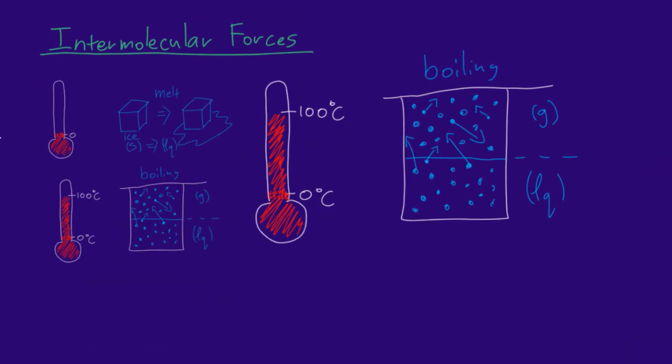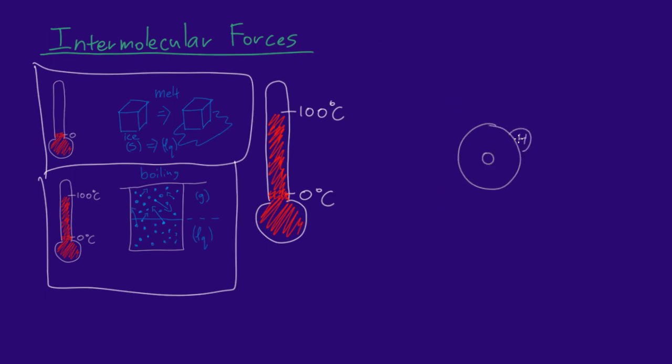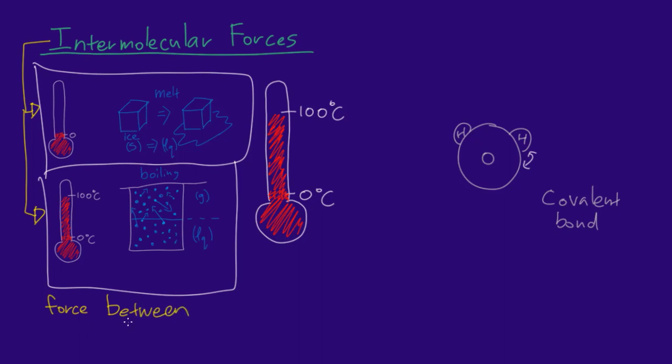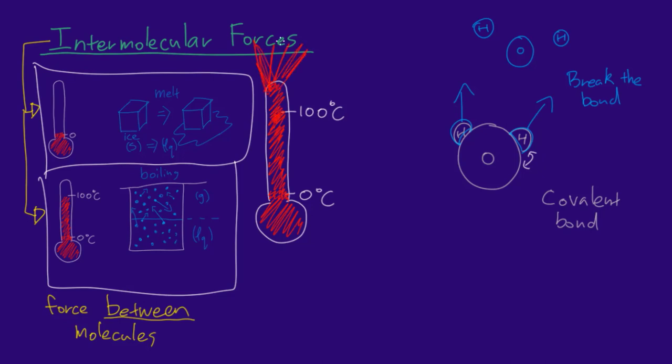So let's look at a singular water molecule. The hydrogens and the oxygen are covalently bonded within the molecule. And unlike over here, where we have intermolecular forces, which are the forces between molecules, these three parts over here are covalently bonded. So if we want to separate them into its three individual atoms, we have to break this bond. And this requires an incredible amount of heat energy, and will take us up to 3000 degrees Celsius.